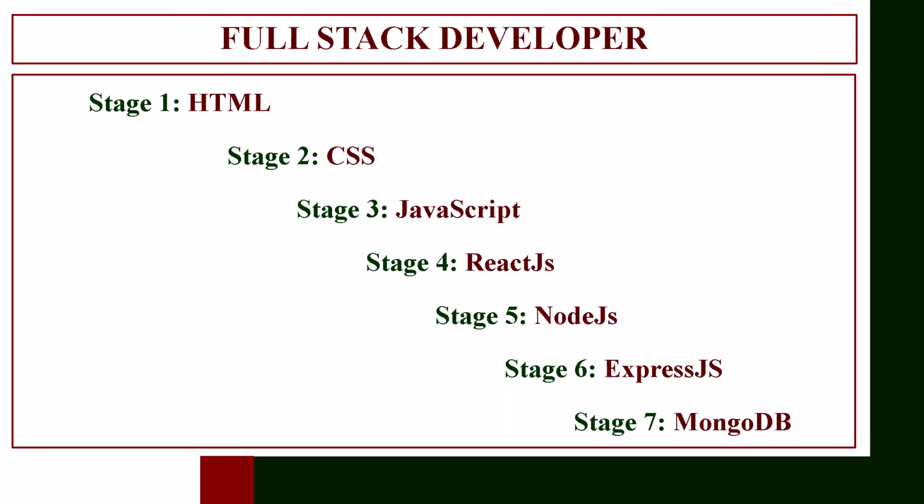The next thing is, if you want to become a full stack developer, what are all the stages there, and what are all the technologies you have to learn? First thing, stage 1, you have to learn HTML. Stage 2, CSS. Stage 3, JavaScript. Stage 4, if it is MERN stack, React.js, or if you want to become a MEAN stack developer, then in stage 4 you have to learn AngularJS. Stage 5, Node.js. Stage 6, Express.js. Stage 7, MongoDB, the DB.